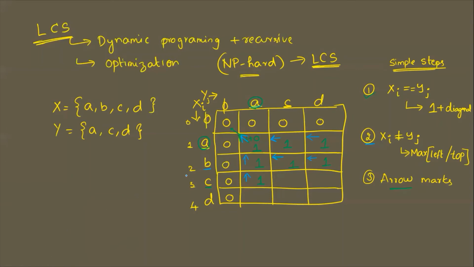Okay, now next coming to the C and C. Yes, this time step 1 is same. x of i and y of j both are same. In that case, what you have to do?